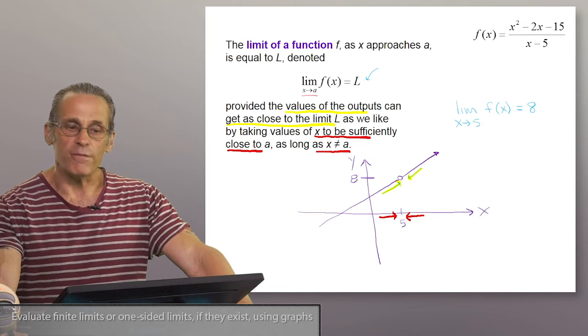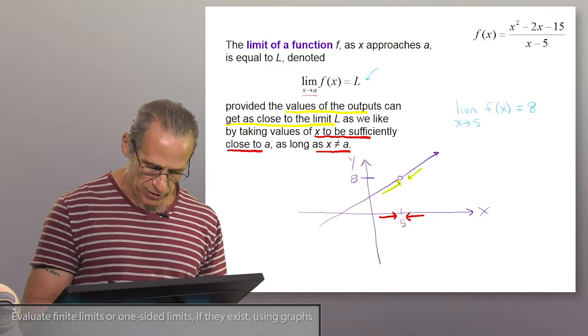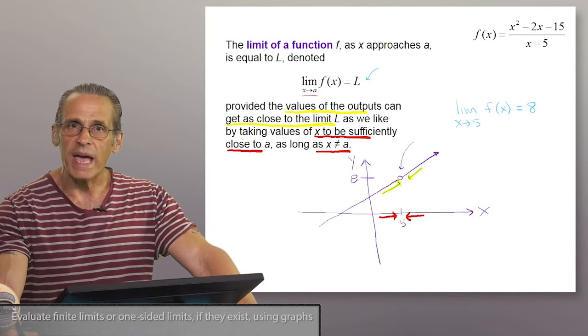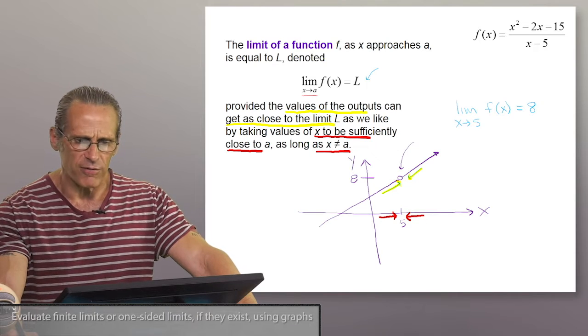And again, notice that the function itself is not defined at x equals 5, and that's okay. What we're worried about is what happens when we near 5, not at 5.